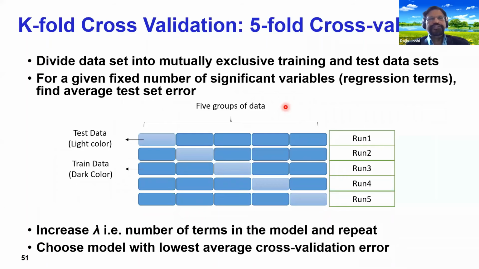The methodology was a k-fold validation. In this case, 5-fold cross-validation was used, dividing the data set into mutually exclusive training and test data sets. For a given fixed number of significant variables, regression terms, find the average test set errors. The dark rectangles that you see use that data for training, and the light color for cross-validation. Also increase lambda, the number of terms in the model, and repeat the step. Then choose the model with the lowest average cross-validation error. So that is the purpose of this.